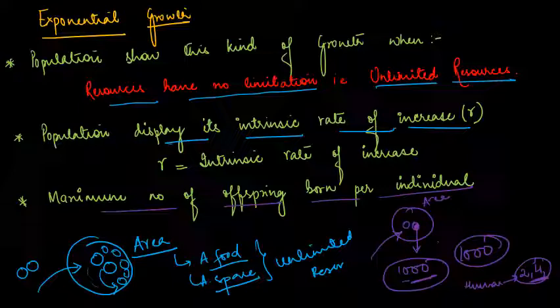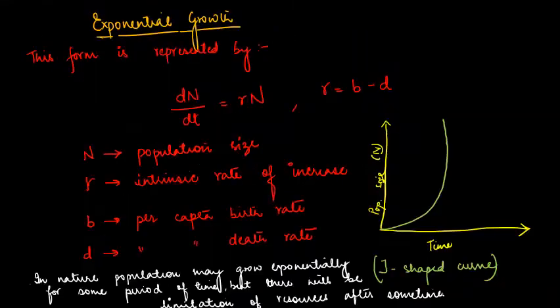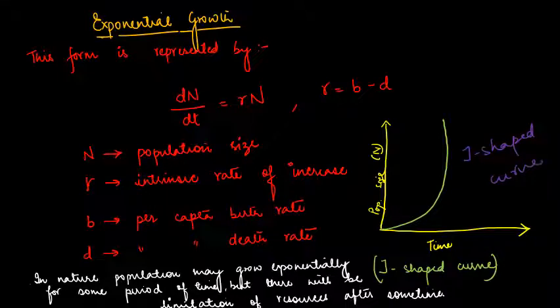So exponential growth is characterized by unlimited availability of resources and by the ability of an organism to undergo intrinsic rate of increase. That means to reproduce as per its maximum capacity, right? Now there is a formula for exponential growth rate. See here, this is population size, this is time. So in exponential growth, due to unlimited resources, what is happening? Population size is increasing, right? So this is what we call a J-shaped curve. Because of the unlimited resources, the population size is increasing continuously, leading to a J-shaped curve.